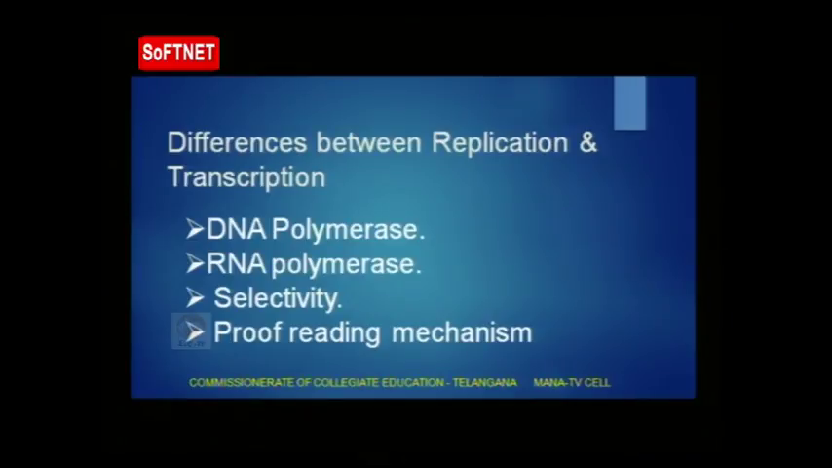And the next one is proofreading activity. The replication process is a very accurate process. It will check that there is not a single base pair mismatch. So without any mismatches or any single mistake, the DNA will undergo replication. Comparatively, DNA replication is a very accurate process when compared to the transcription process. And these are some differences between the replication and transcription processes.